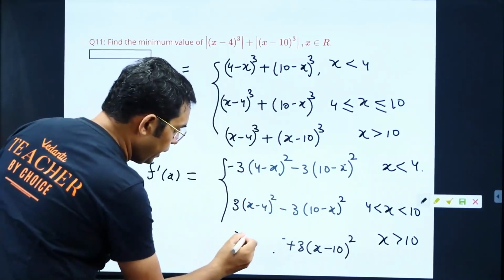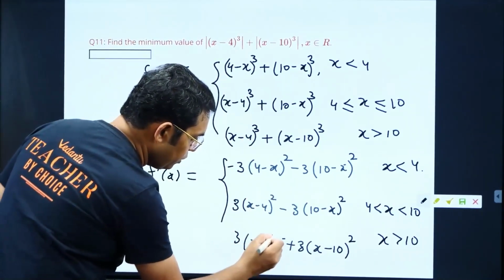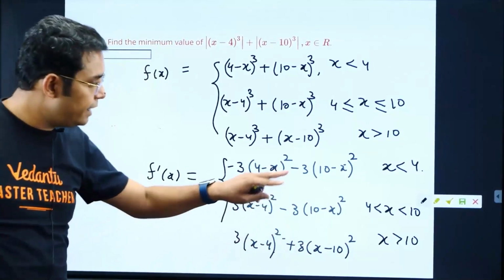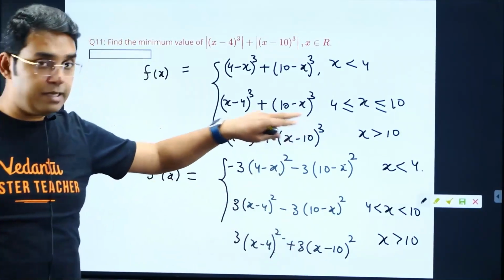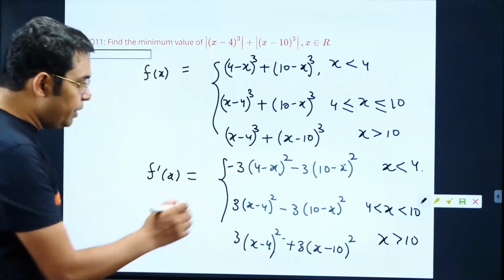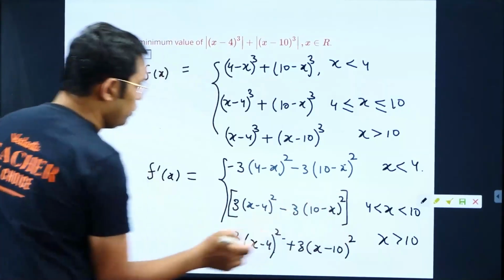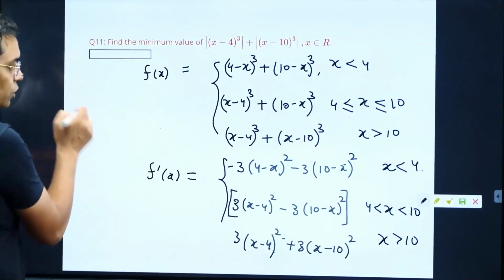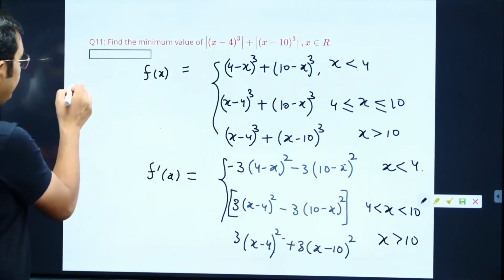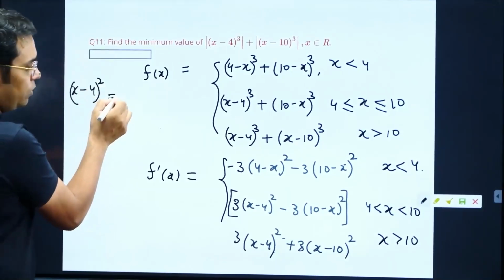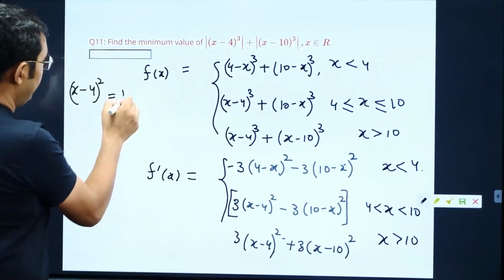So again, the function has a positive derivative: 3 times (x minus 4) whole square. Okay, so the derivative is positive throughout for x greater than 10, negative for x less than 4, and between 4 and 10, let us try to make this equal to 0 and solve it. I think 3 is common, so I can write directly: (x minus 4) whole square equals (10 minus x) whole square.